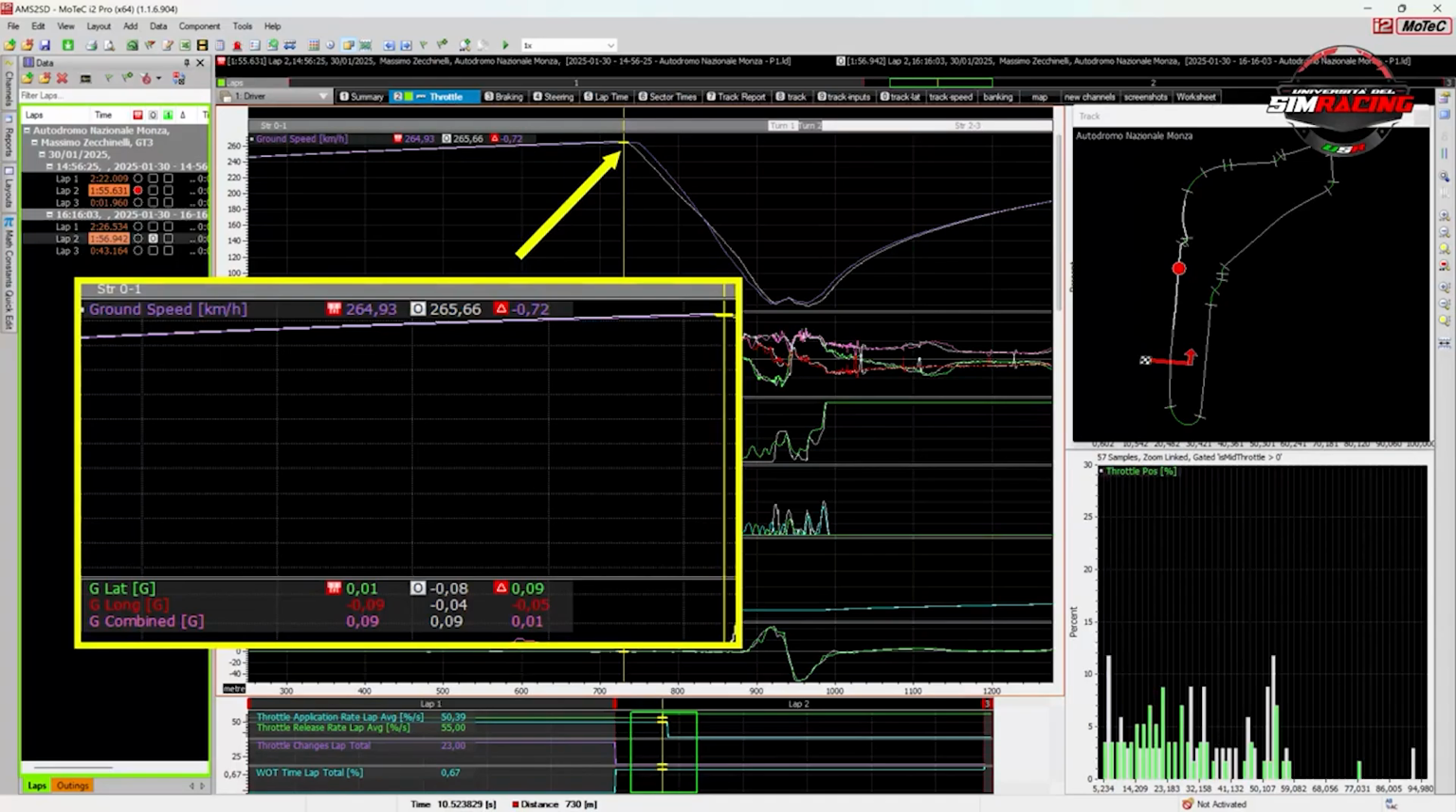At the first measurement point, at the end of the long main straight, the difference between the two configurations is virtually non-existent, just 0.72 kilometers per hour, an insignificant margin that can't realistically be attributed to higher tire pressures.